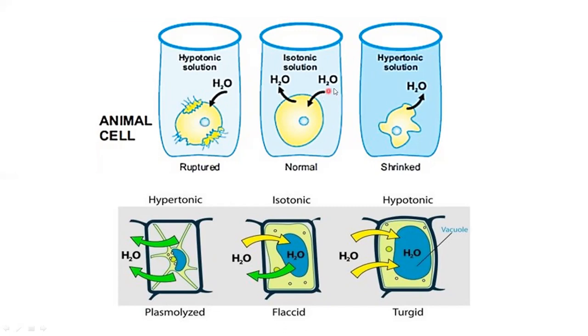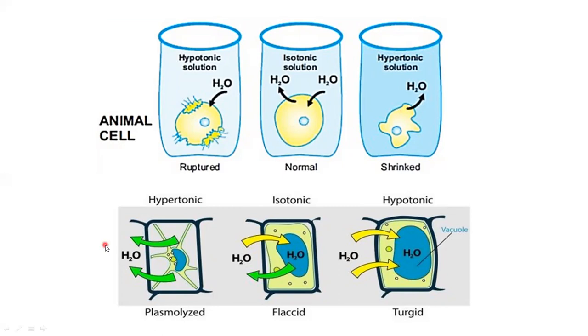the water. In isotonic solution, there is no net gain or net loss of the water and the cell becomes normal in its shape. While in hypertonic solution, when the cell is placed in a hypertonic solution, like this solution, which has a larger amount of the solute concentration, in this case, the water from the cell moves outside into this hypertonic solution and the cell shrinks.